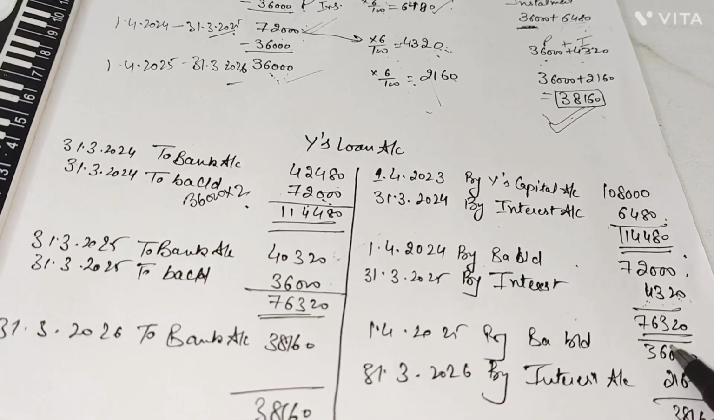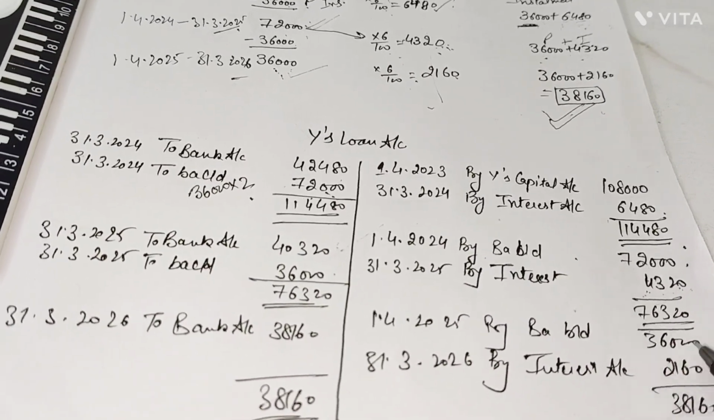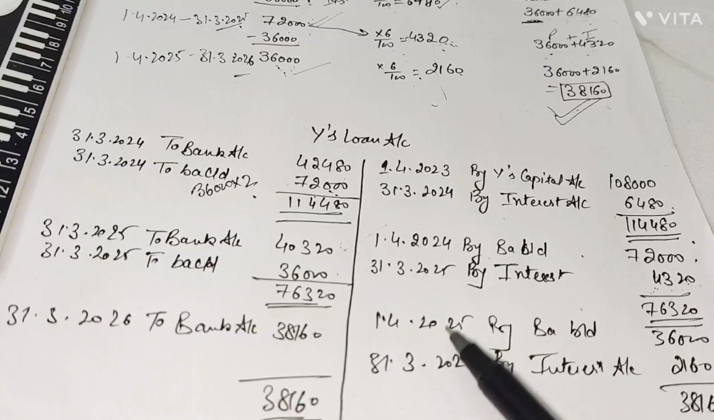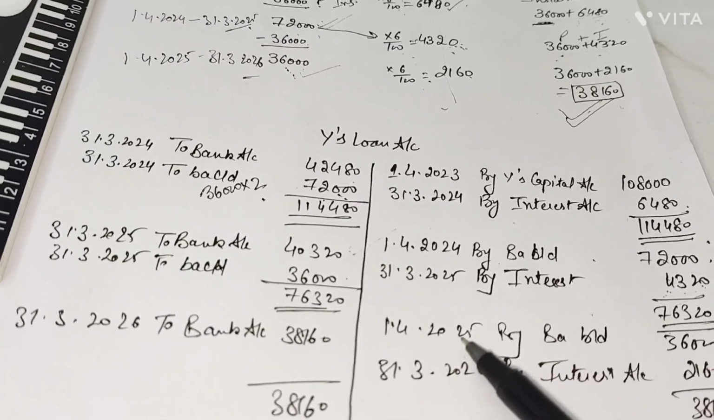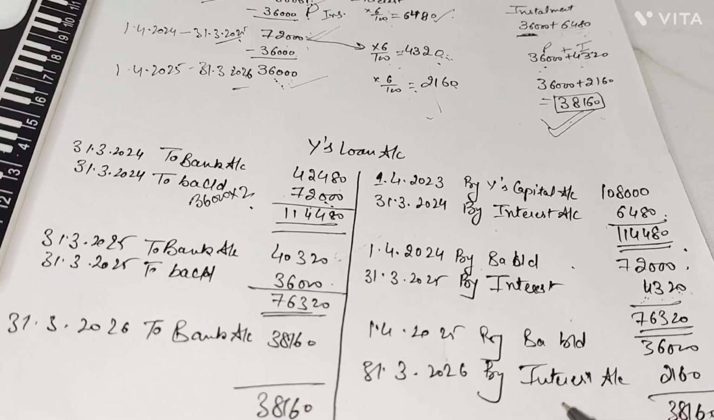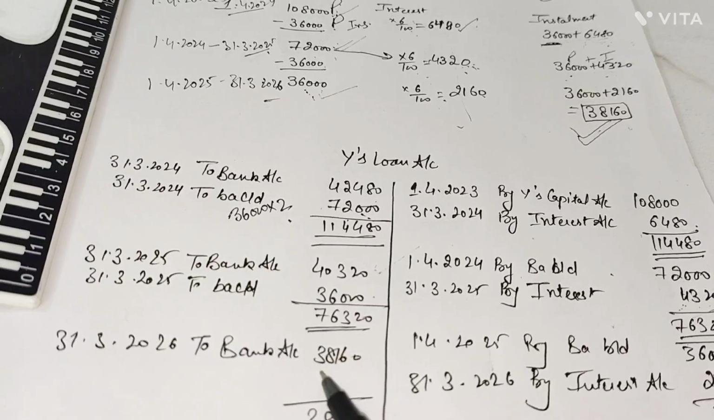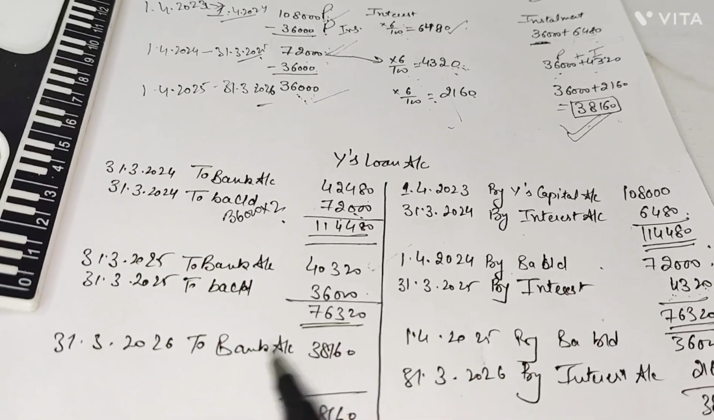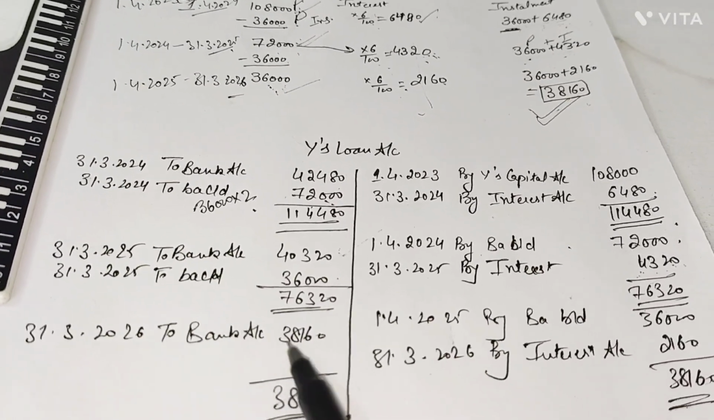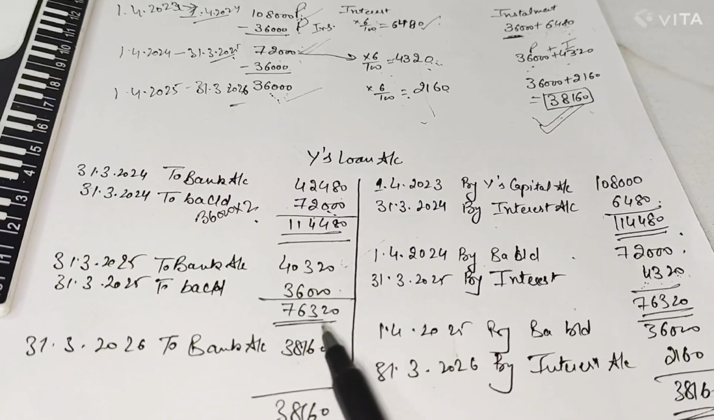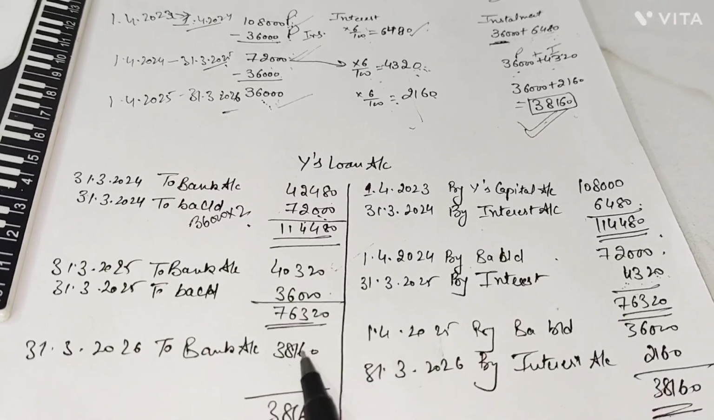Now for this brought down value, we charge interest at the rate of 6% for the year ending 31st March 2026 after 1 year. Now this whole sum is payable to bank account on the same date on which we charge the interest. So this total amount 38,160 was the last installment.